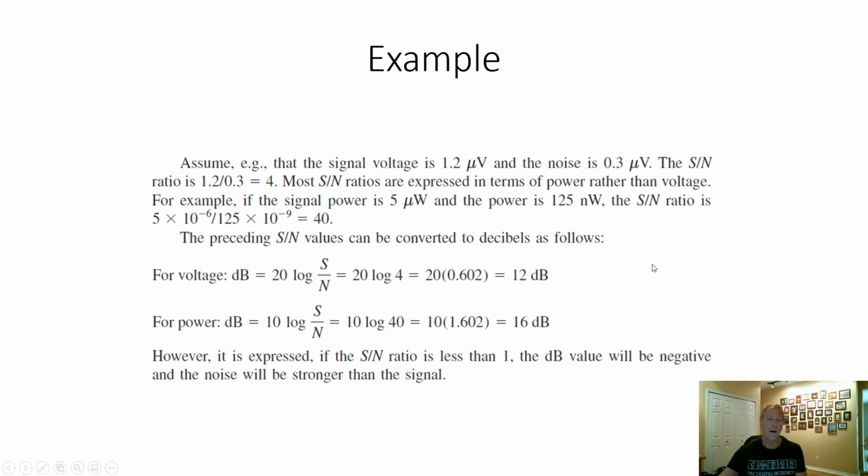Here's an example. We have 1.2 microvolts over 0.3 microvolts, which is 4. So signal over noise, 20 log 4, is going to be 12 dB. That's for voltage. Now, if you're doing power, let's say we have 5 microwatts signal power and noise power is 125 nanowatts. That's going to be 40. 5 times 10 to the minus 6 divided by 125 times 10 to the minus 9 is 40. So we have 10 log 40 for power, which is 16 dB signal to noise power. If ever it's less than 1, it's going to be a negative value. That's always the way with logs.